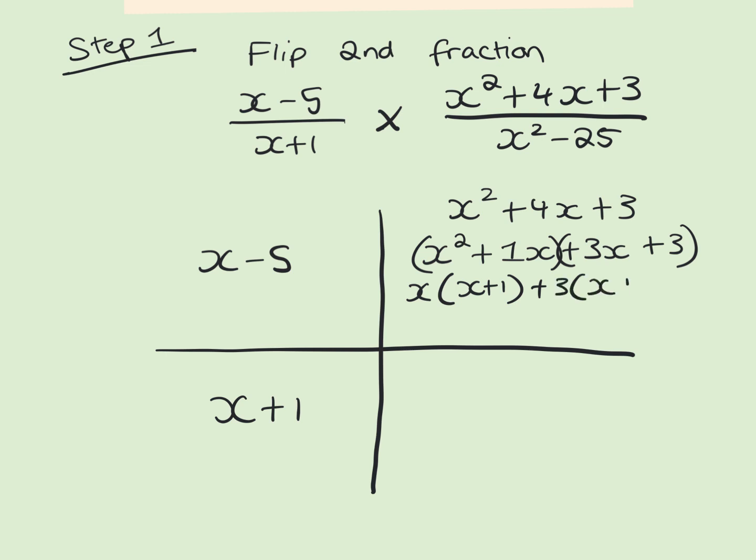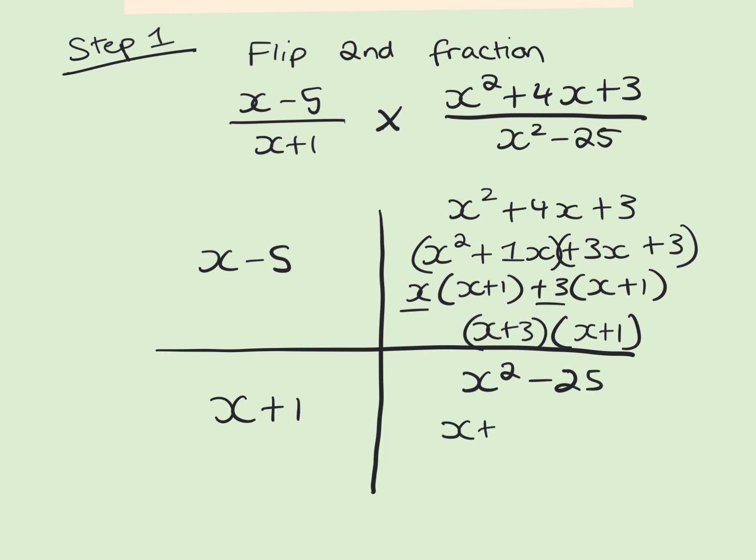And I'm left with x plus 1. And so I'm going to have this and this, x plus 3, x plus 1. So now I have my second numerator factorized. And then I have the last one, x squared minus 25, which I know is a difference of two squares. So that's going to be x plus 5, x minus 5.